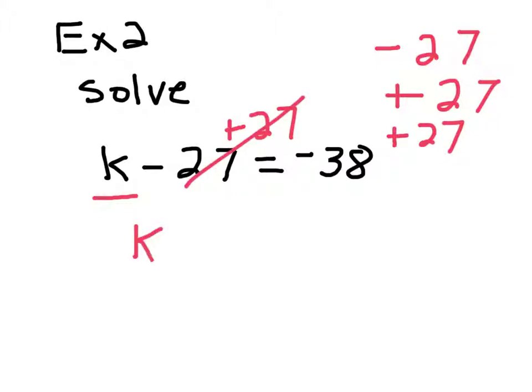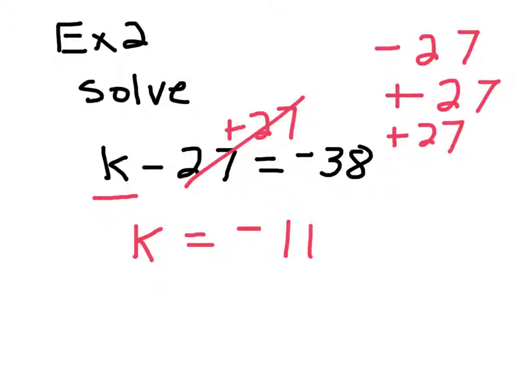So all that's left on the left side is k. And now, let's see, if the temperature is 38 degrees below zero and it goes up 27, it's still cold out. It's still in the negative degrees. And what would I have there? 11 degrees. So our answer is a negative 11.